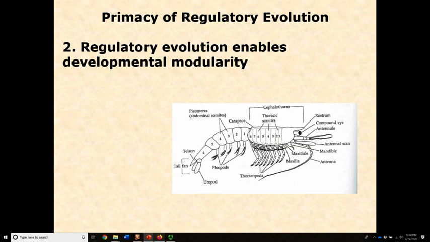Basically meaning that after the head, every segment looked about the same as the one before it and the one in front of it. They were all identical, much like modern centipedes. But today, of course, many crustaceans have vast differentiation of these different segments.